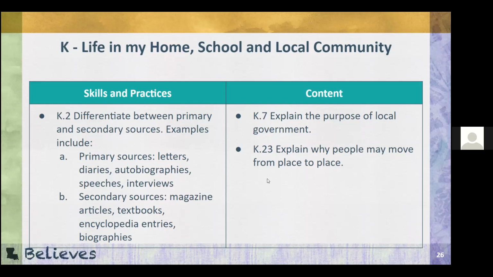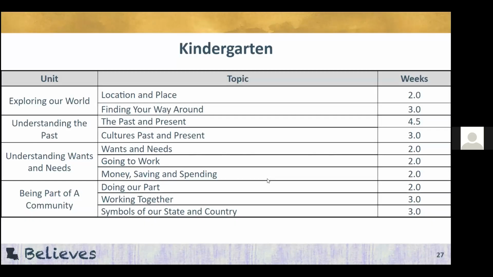So if you look at the draft framework we have for kindergarten, we have 4 units. And since this is the first time students are ever outside of their homes being introduced to the social sciences, we have them by discipline as opposed to by topic like they are in the later grades. So we're starting with exploring our world, geography; understanding the past, history; understanding wants and needs, economics; and being part of a community, civics.